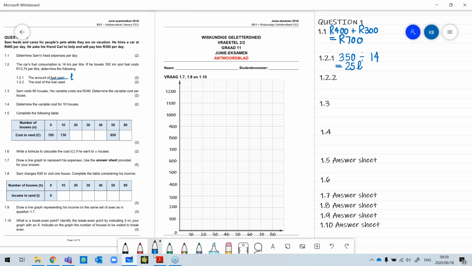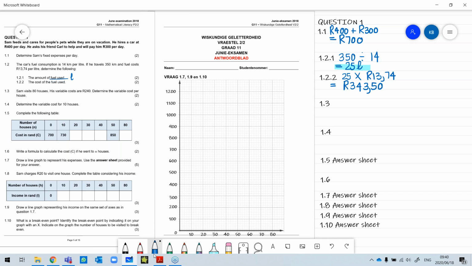Question 1.2.2. The cost of the fuel used. So in this case, you are going to make use of your answer in the previous question. So if he has to purchase 25 liters of fuel at a cost of 13 Rand and 74 cents, we multiply those 2 values and it gives us an answer of 343 Rand and 50 cents.